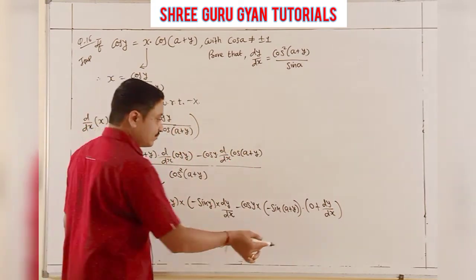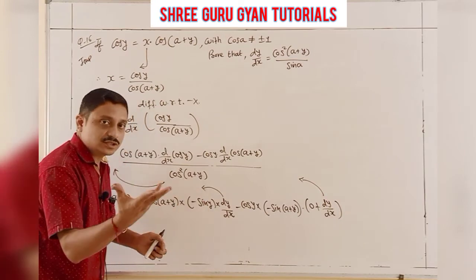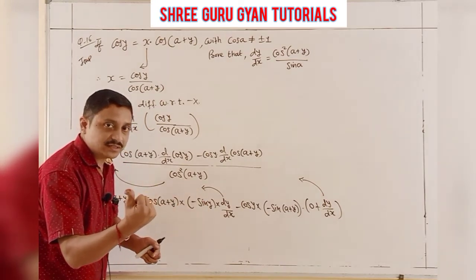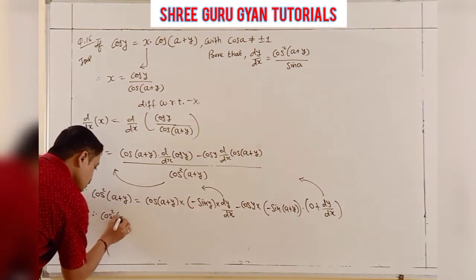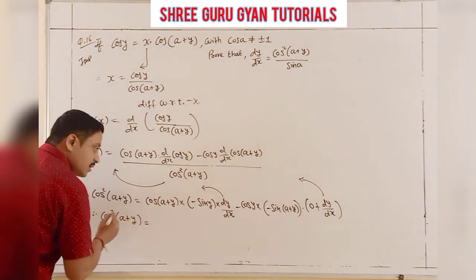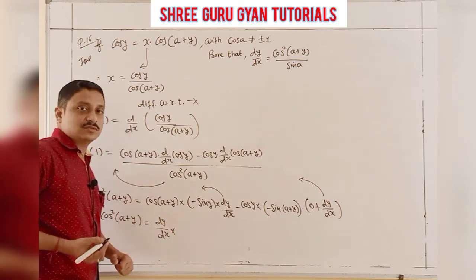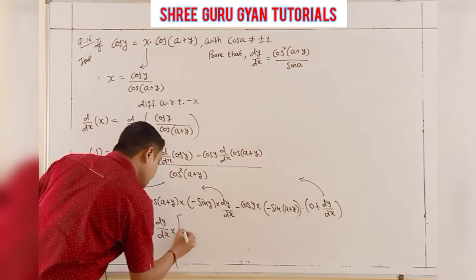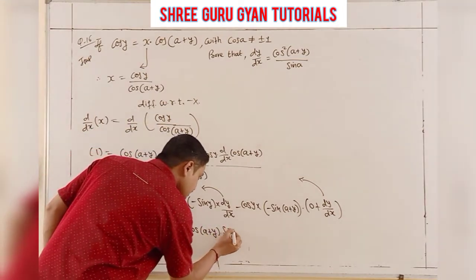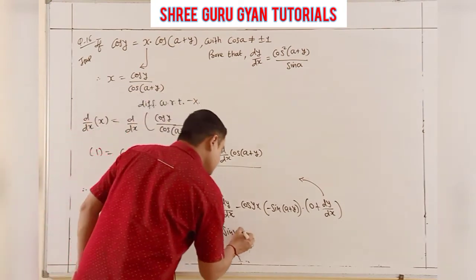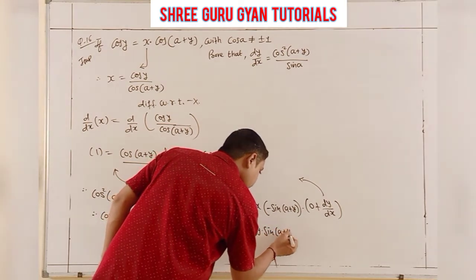Finally, this dy by dx, you take out common outside. So remaining are cos square (a plus y). Here dy by dx I just take out common. Remaining are minus cos(a plus y) sin y plus cos y into sin(a plus y).